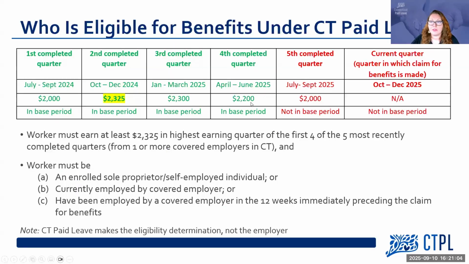So who is eligible for benefits under Connecticut paid leave? The worker must earn at least $2,325 in the highest earning quarter of the first 4 of the 5 most recently completed quarters. So this is what Michael was just talking about. And this is from one or more covered employers in Connecticut. The worker must be either an enrolled sole proprietor or self-employed individual, currently employed by a covered employer, or have been employed by a covered employer in the 12 weeks immediately preceding the claim for benefits. And Connecticut paid leave makes that eligibility determination, not your employer.